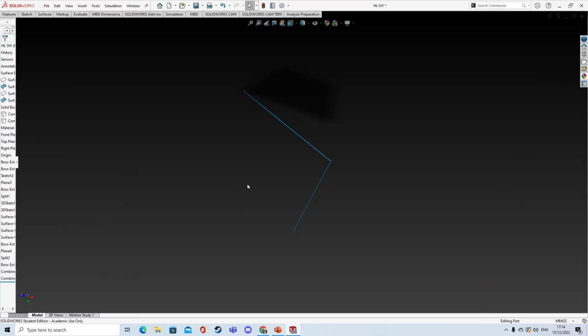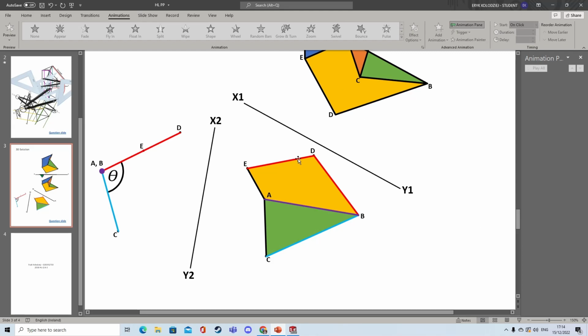ABED. It's going to be like this actually. So here are going to be our points A, B, D and E, and our point C right here. And this will give us our true angle like that. So going back to our presentation, how do we find that?